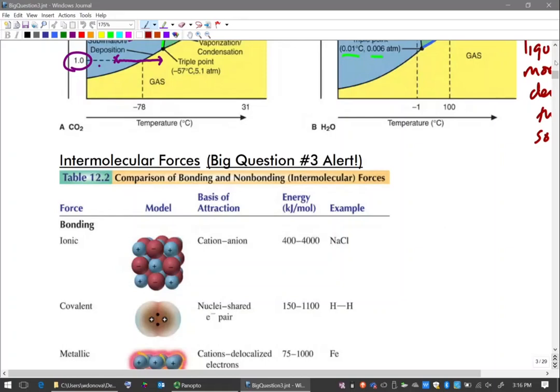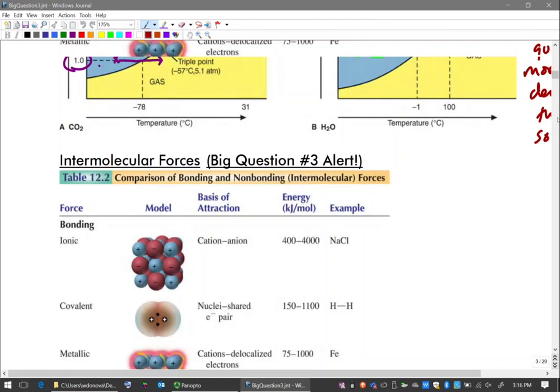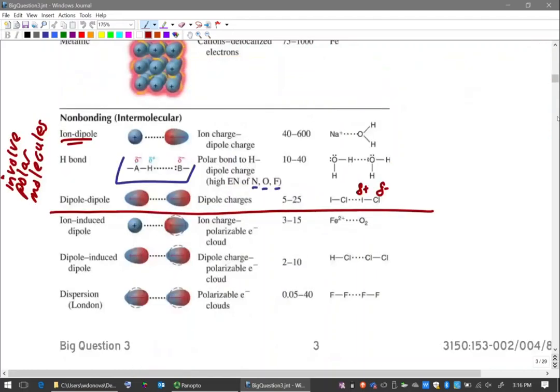This is table 12.2. And we didn't talk a lot about the hydrogen bonding, thus we've got to get into it now. So hydrogen bonding is a very, very, very important kind of intermolecular force to understand and appreciate. Again, we're talking intermolecular forces here. We're talking about forces between molecules.